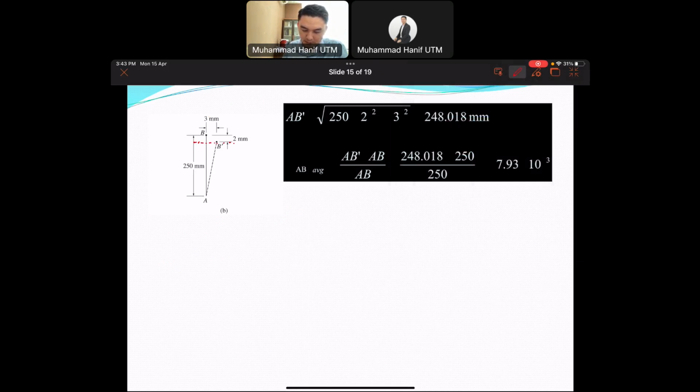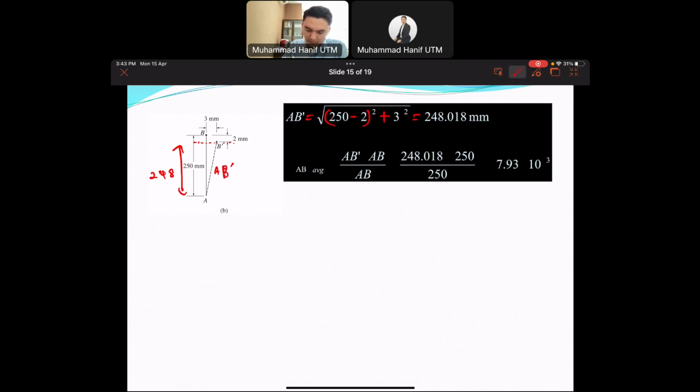And you will get AB prime here using the Pythagoras theorem. So AB prime should be equal to the square root of 250 minus 2, so this distance should be 248, squared, plus 3 squared. So you will get 248.018 millimeters. And once you have this value, then just put it into the equation.